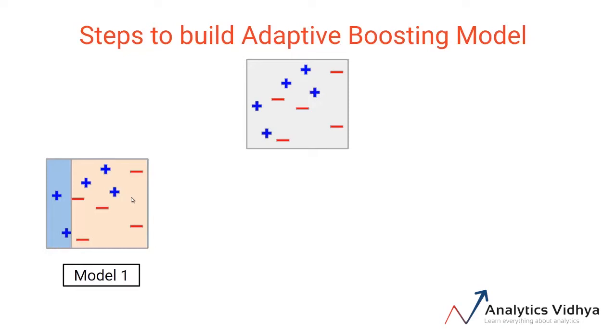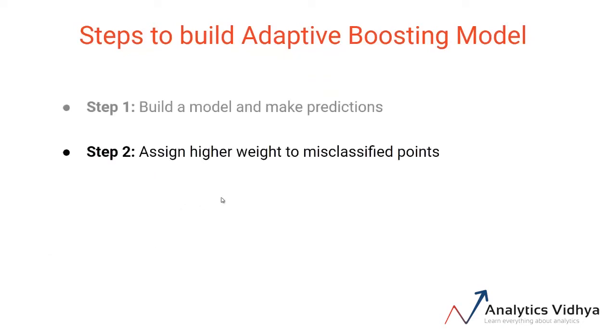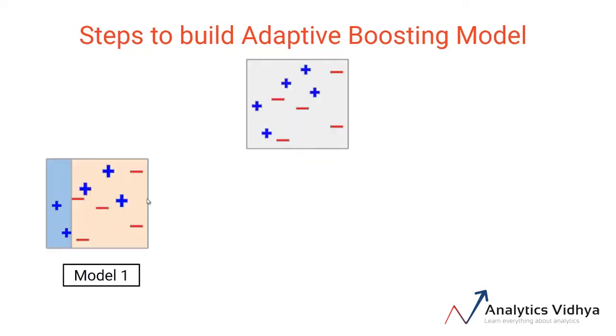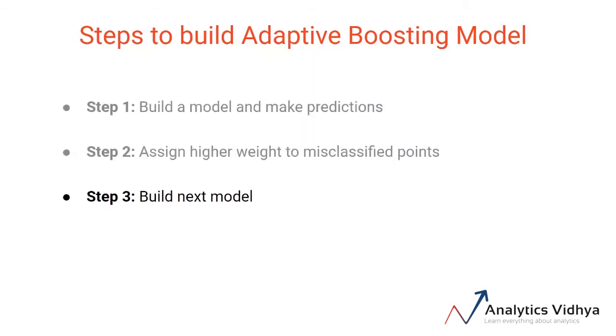Now these misclassified points will be given a higher weight. So these three plus points in our example will be given a higher weight in the next iteration. For representation, we have increased the size of the points with the higher weights. So you can see that these plus signs are bigger than the other two. Now giving a higher weight to these points means that my next model is going to focus more on these values. So the next step, as you must have guessed, is to build a next model on this data.